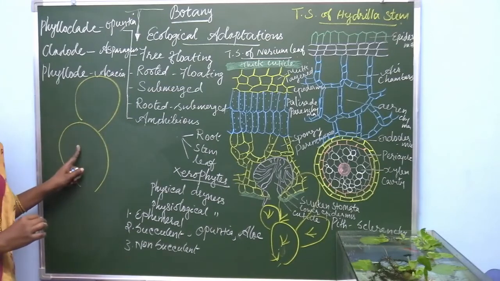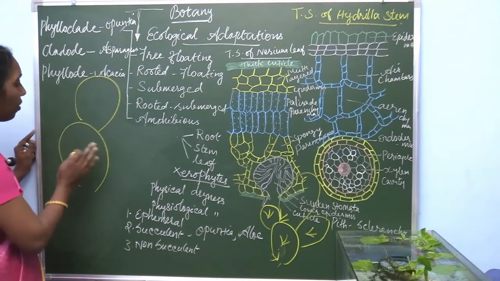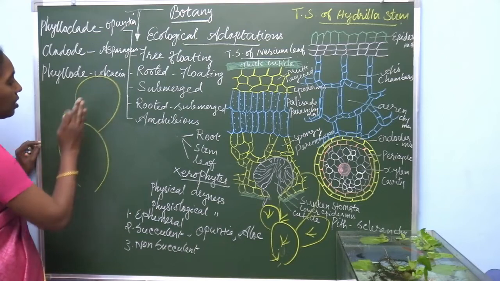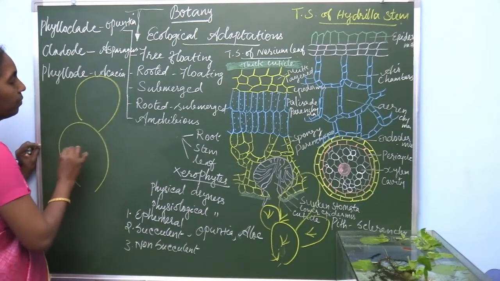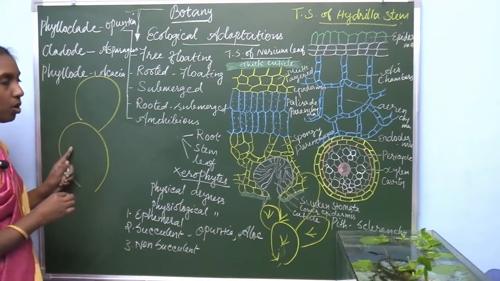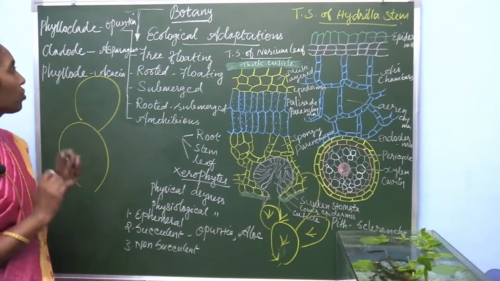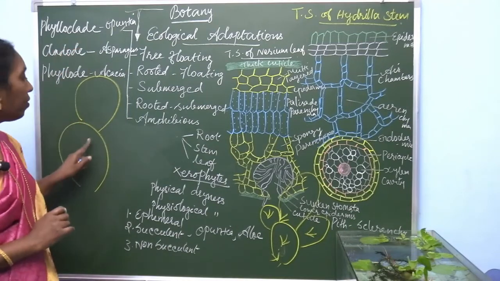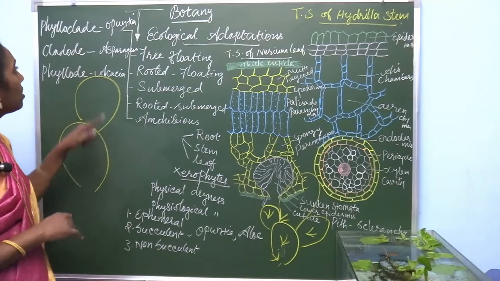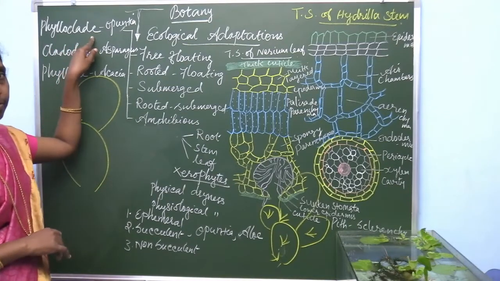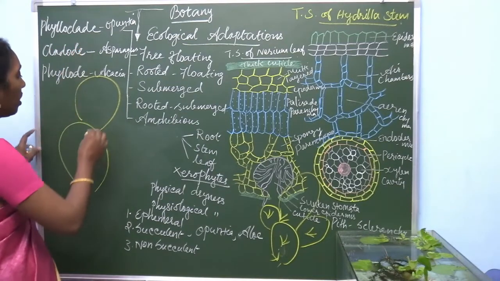So, in this plant Opuntia, this is the stem part. The stem is modified as a flat structure and performs photosynthesis. Stem modified into flat thick structures that perform photosynthesis is called phylloclade. Example, Opuntia.